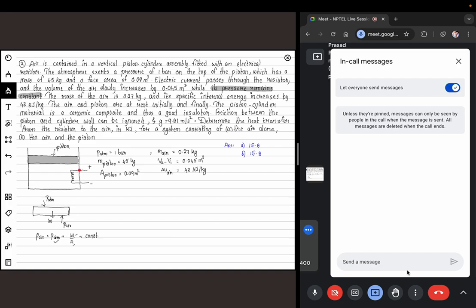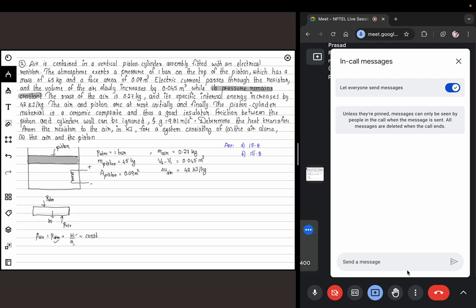Next, the mass of the air is 0.27 kilogram, and assume there are no leakages. Somehow you have a good sealant near the resistor, and the gaps between the piston and cylinder are also sealed properly so that you do not have any leakages. So this is my system. The mass is not leaving the boundary, so I can consider this as my system. It also specifies that the specific internal energy increases by 42 kilojoule per kg. So internal energy change is also given.